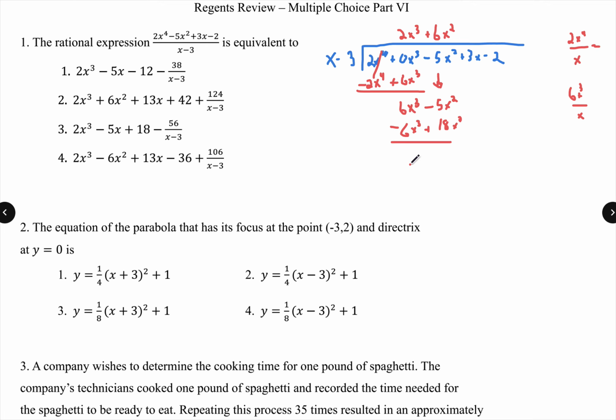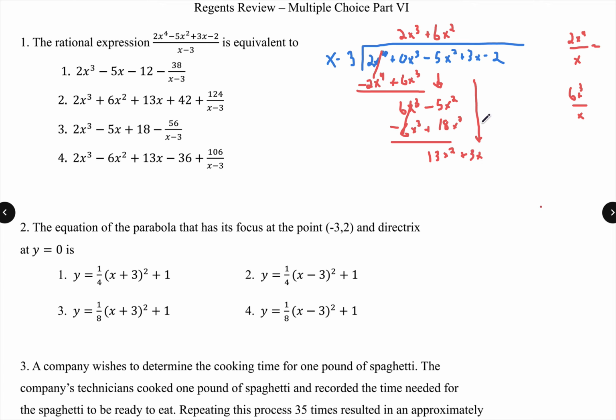So since I'm subtracting, I'm literally subtracting a negative. It turns into a positive. That's why I switch the sign. This leaves me with 13x squared, and then I just bring down my plus 3x.